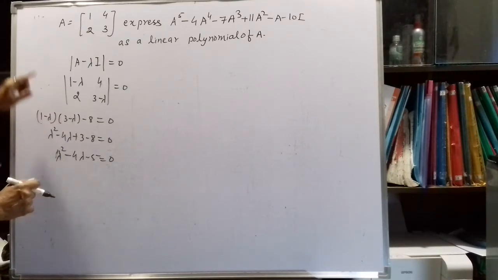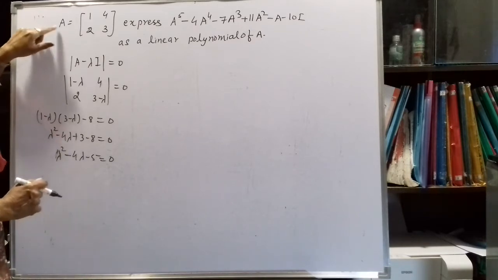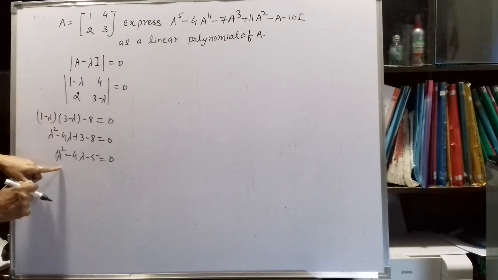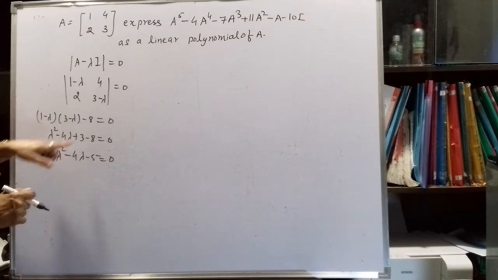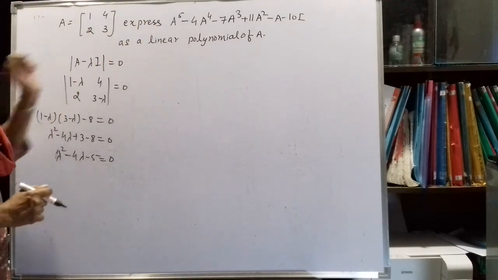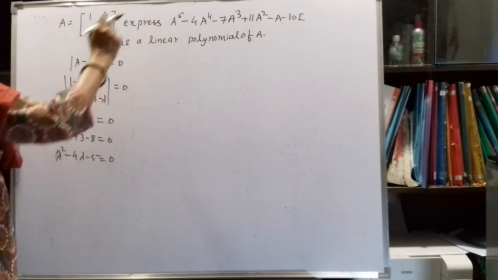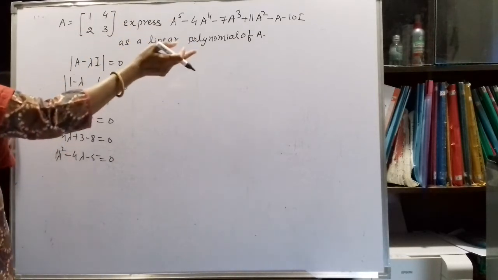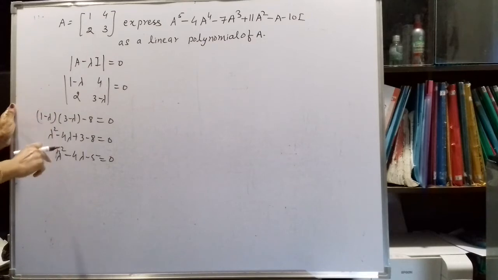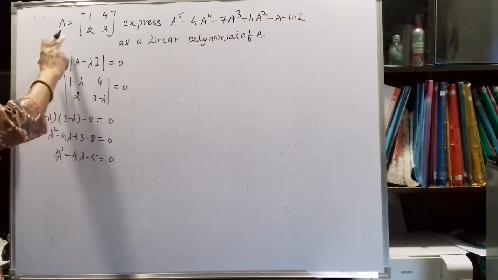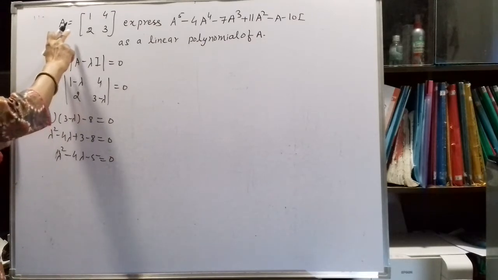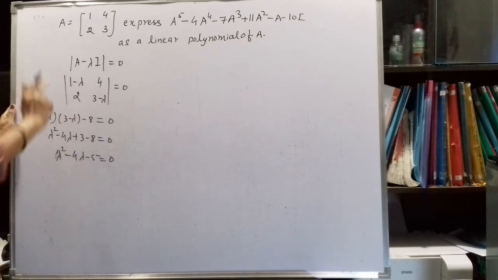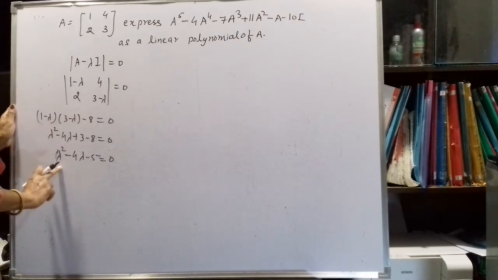Cayley-Hamilton theorem states that every matrix satisfies its own characteristic equation. We have to use this concept to reduce the degree of the given polynomial. We have to convert this polynomial into linear form using the Cayley-Hamilton theorem concept. So Cayley-Hamilton theorem states that every matrix satisfies its own characteristic equation.